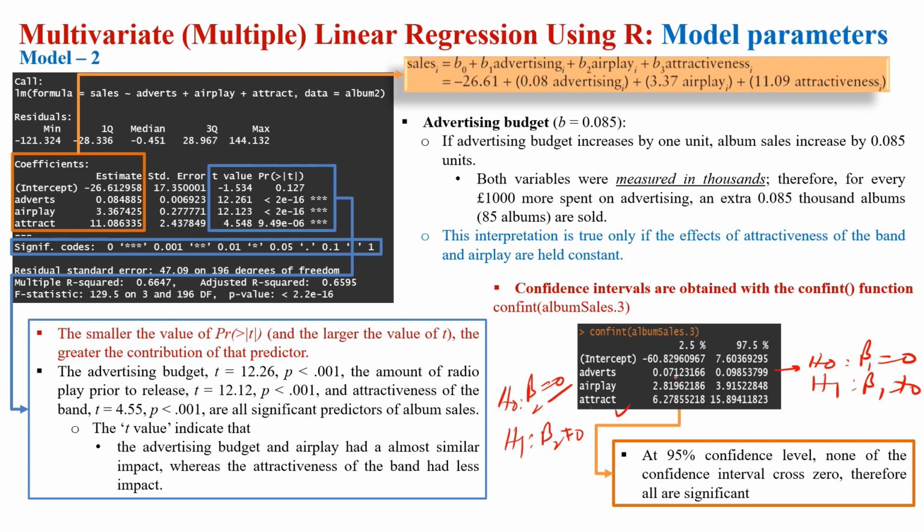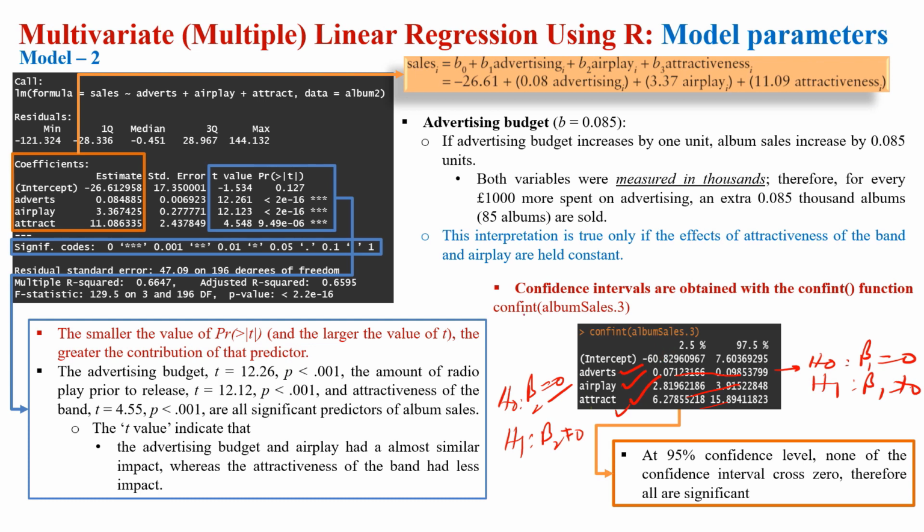If the 0 value lies within the confidence interval, we accept H naught. If the 0 value does not lie within the confidence interval, we reject H naught. Because for none of these variables the 0 value lies within the confidence interval, we can easily say that we should reject H naught in all three cases. This means advertisement expenditure, or advertisement budget, has a significant effect on sales. Similarly, airplay has a significant effect on sales, and attractiveness has a significant effect on sales.